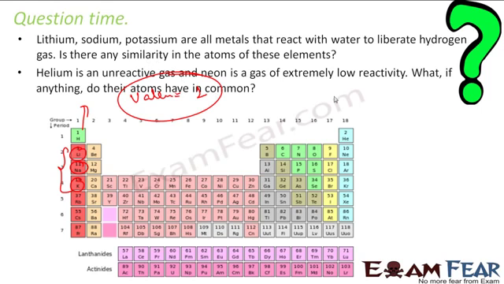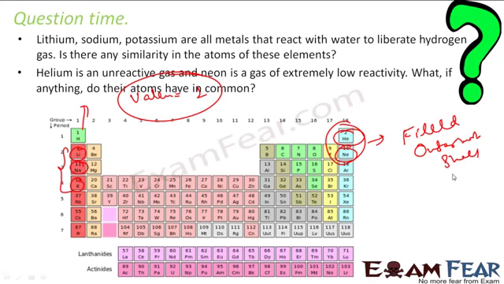Helium is an unreactive gas and neon is an extremely low reactive gas. So let's see helium and neon. What, if anything, do their atoms have in common? Yes, they do have something in common, right? What is the common thing? They have a filled outermost shell. Please note, you can't say they have 8 or 2, because this one has 2 electrons in the outermost shell and this one has 8, but they are both filled. For this one, it is the K shell, and the K shell needs only 2 electrons to get filled. So you can say that they have a filled outermost shell.